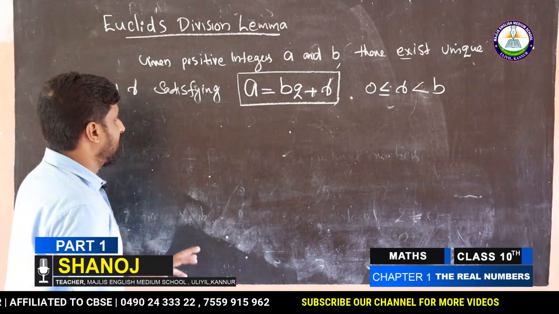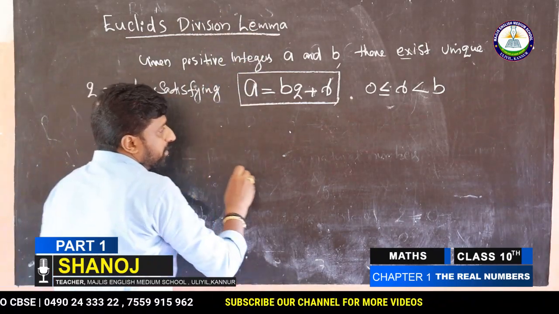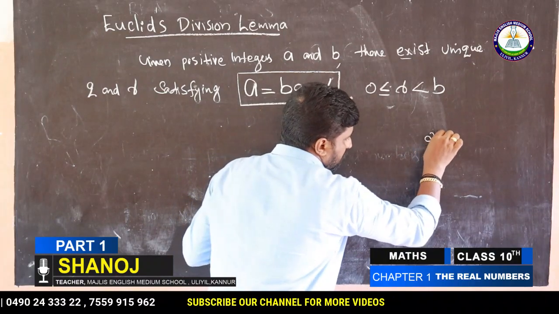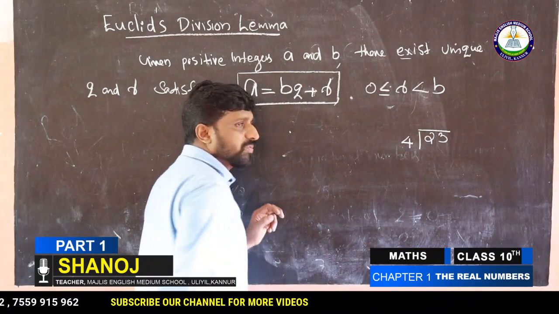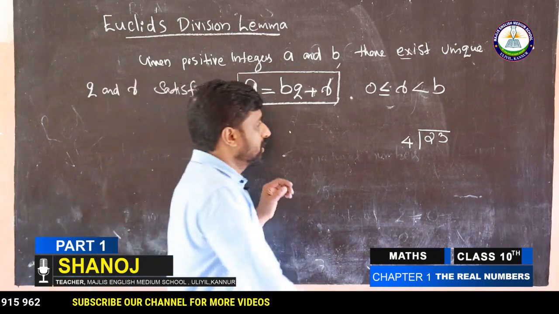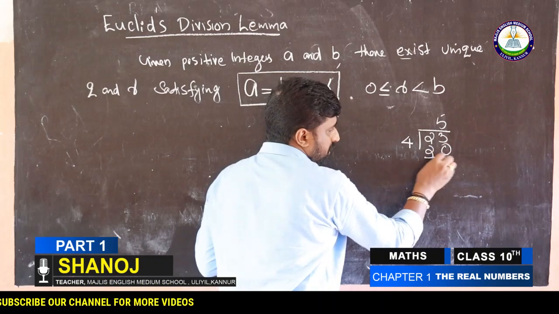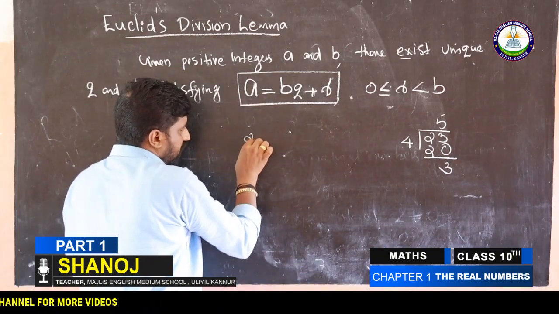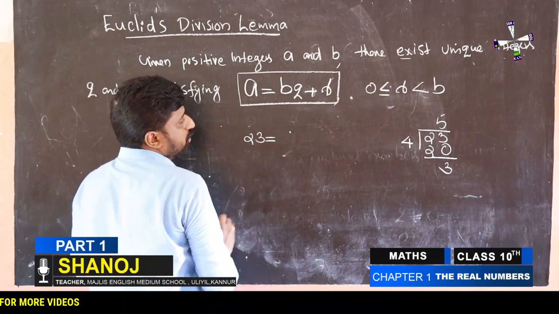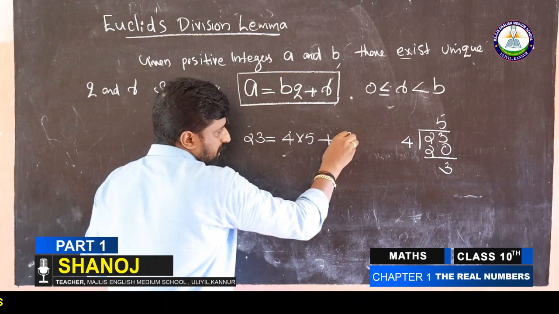You can give an example like this. Suppose we are dividing 23 by 4. Normally we get 5 into 4 is 20, remainder 3. That can be expressed like this: 23 equal to 4 into 5 plus 3.